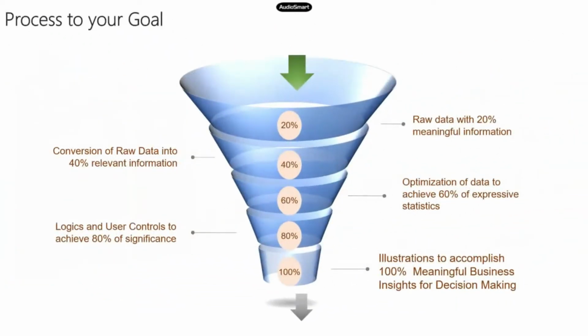Perfect. Then comes optimization of the data, the 60%, and then we are going to create the KPIs and the logics and provide user controls so that they can see the information for a particular location. That kind of thing needs to be done when we are creating logics in Power BI. And then with the 100% output, which we have just seen as an inventory report or a sales report, that kind of illustration can be easily achieved with the help of these exercises or steps, and that would be helpful for decision making.